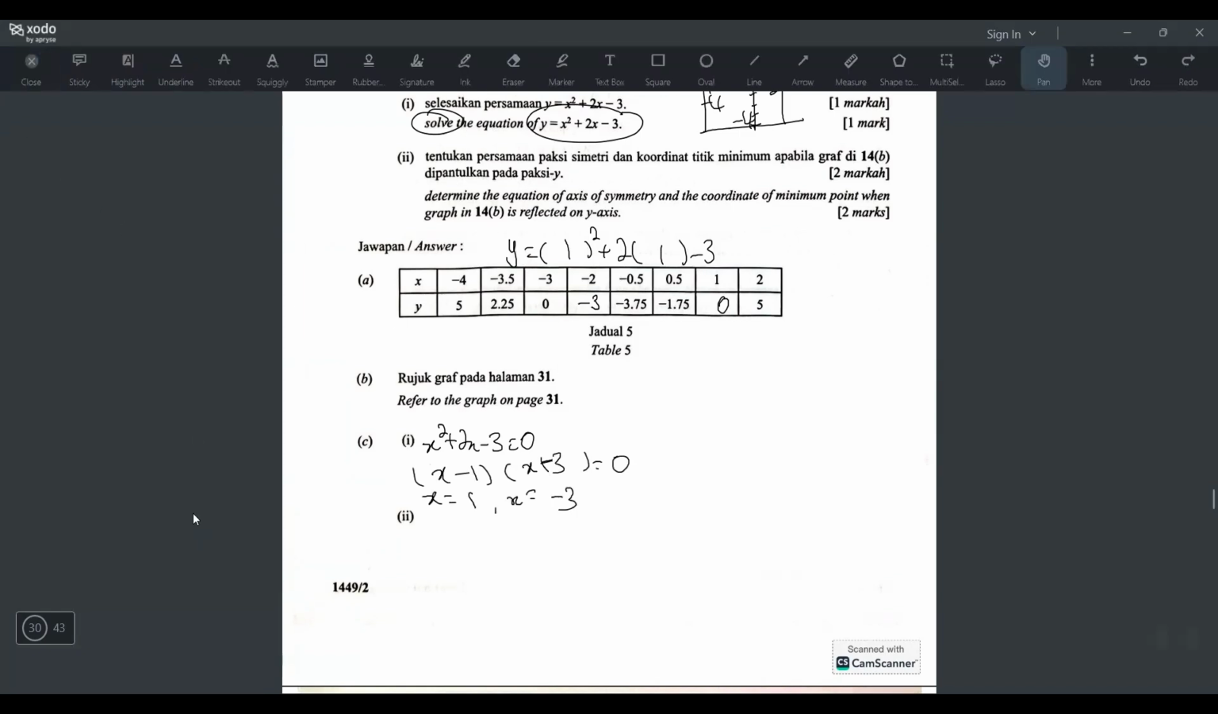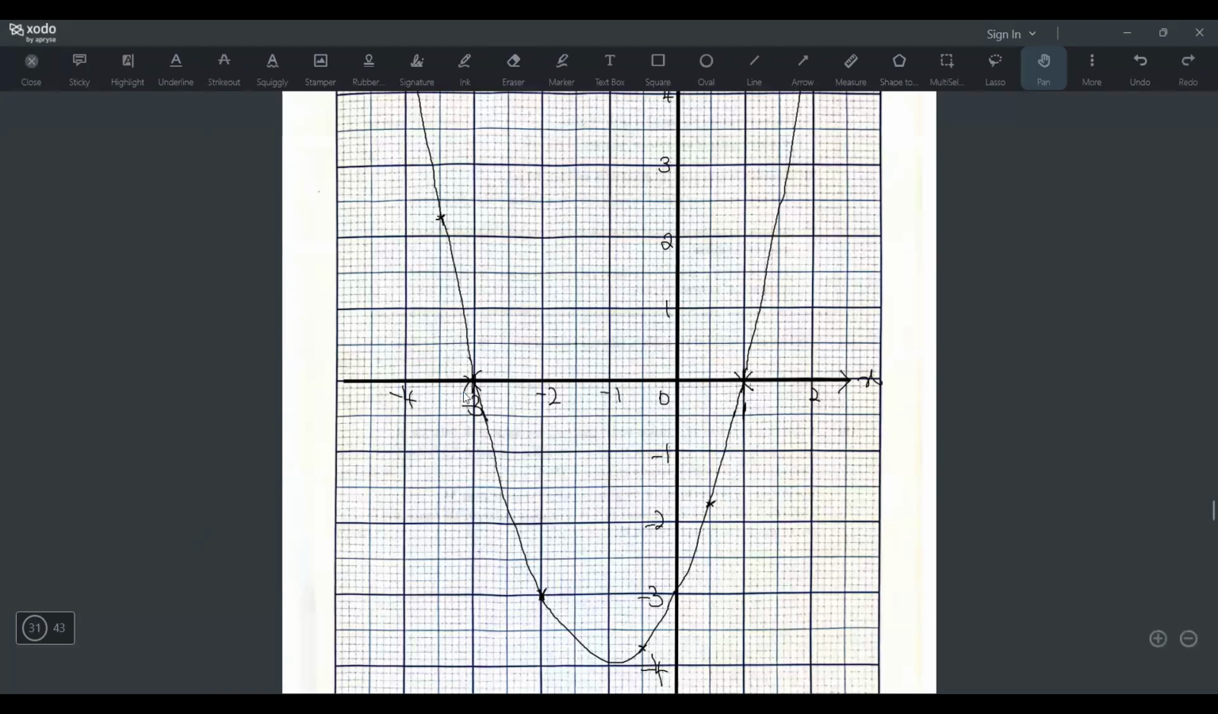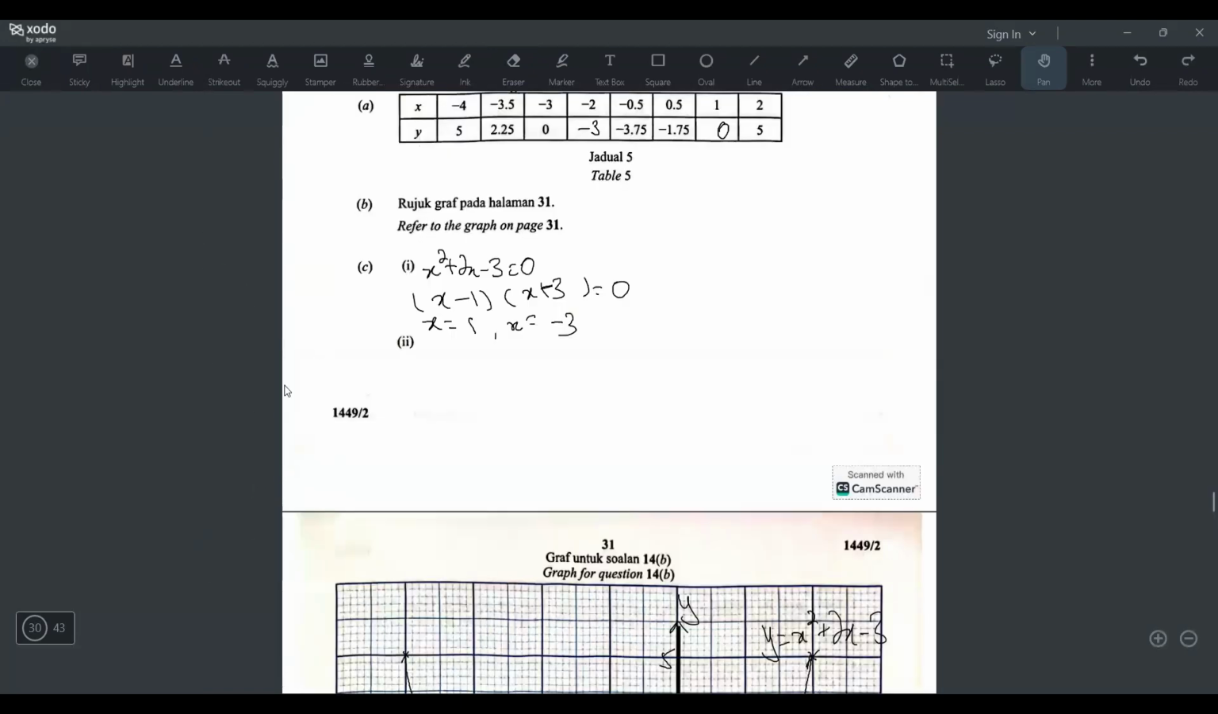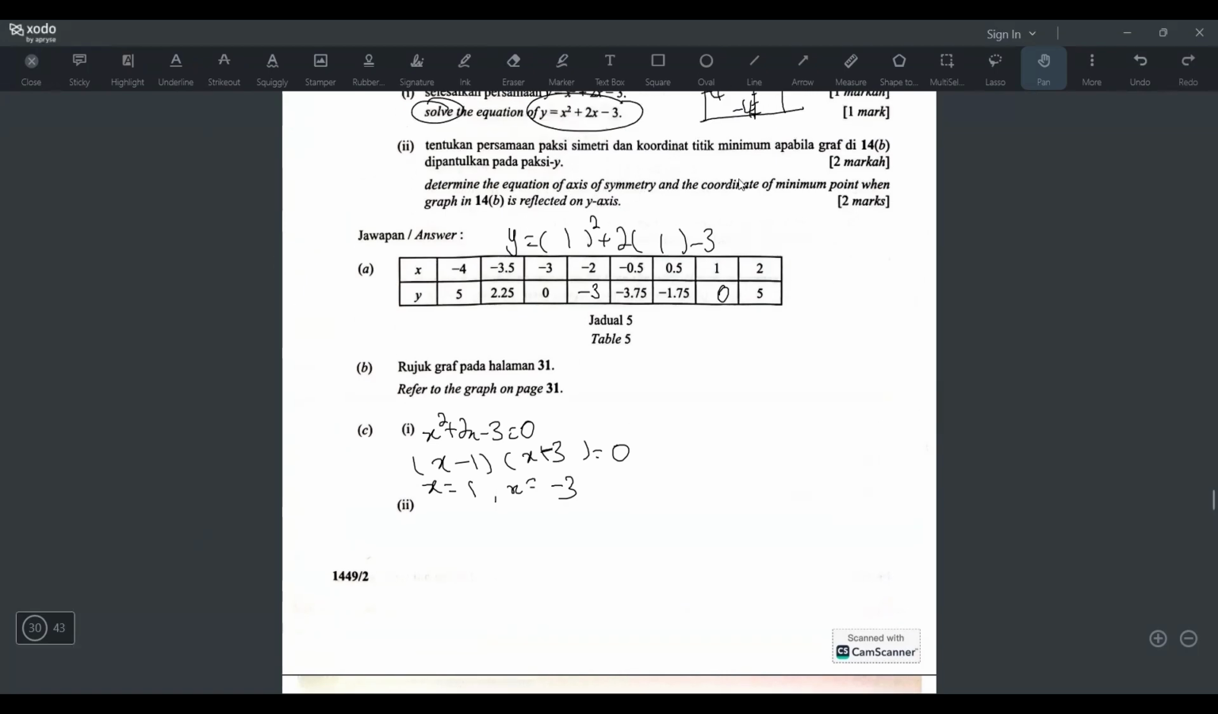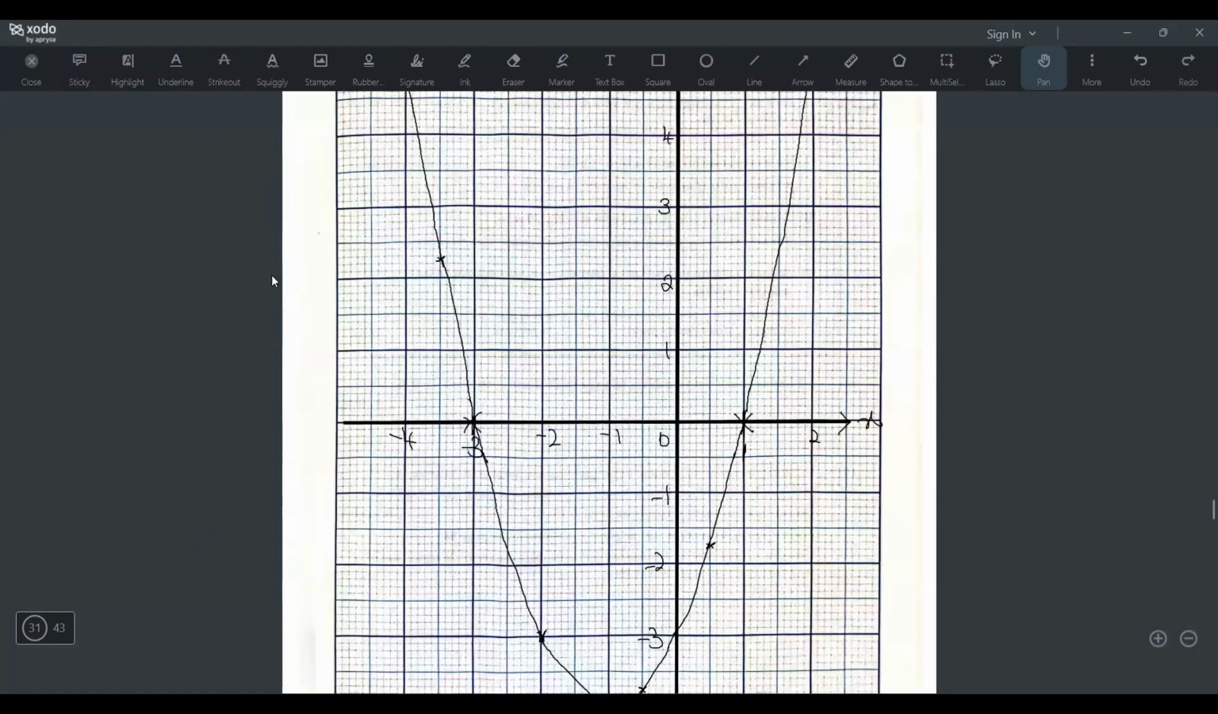But if you take it from the graph, you can see it already, right? The x-intercepts are 1 and negative 3. Now let's do number 2. Determine the equation of the axis of symmetry and the coordinate of the minimum point when the graph in 14b is reflected on the y-axis. Okay, let's find the axis of symmetry and minimum point for the original graph first.